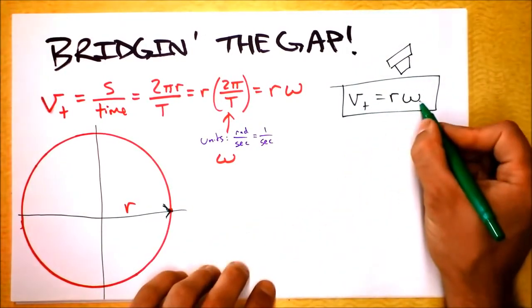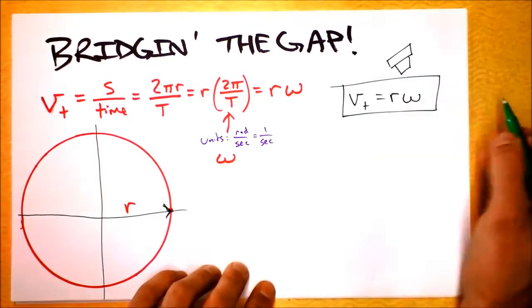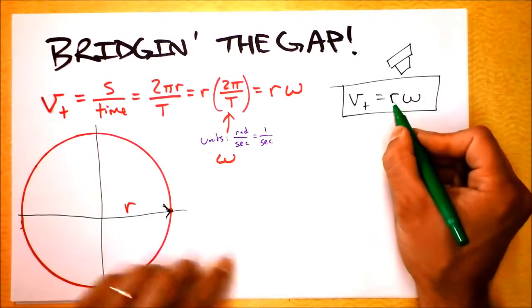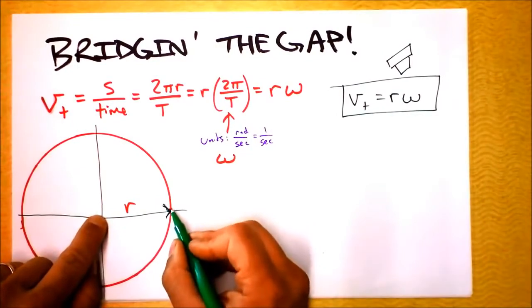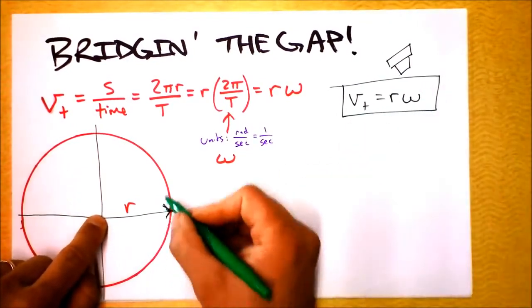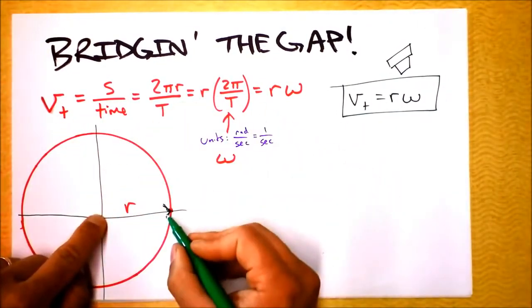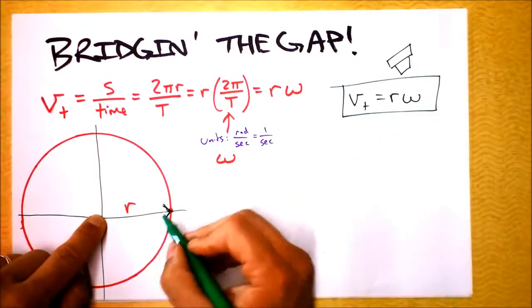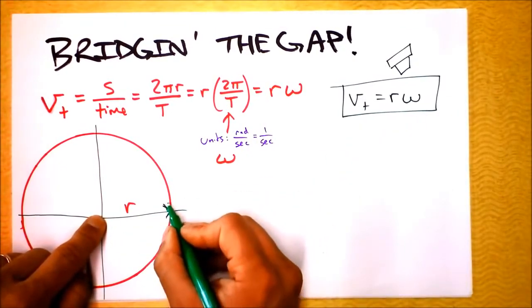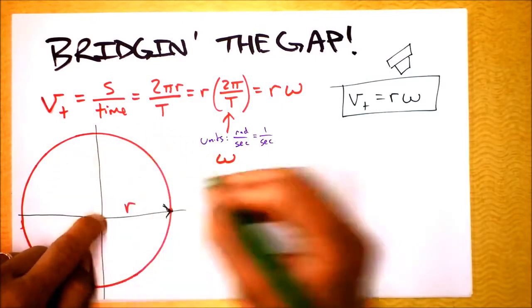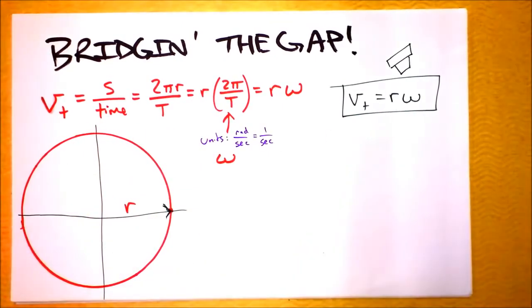Let's see how tangential speed depends on omega. This is also pretty obvious. If we have a given radius, if omega is big, that means we're getting lots and lots of revolutions in a second. Then we're going to have a large tangential speed. And of course, if omega is small, then we're not getting very many revolutions in a second, and the tangential speed will also be small.